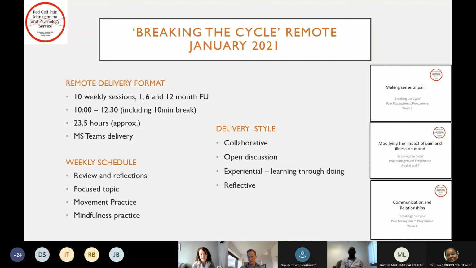We've tried very hard in remote delivery to maintain the experiential component of the programme, because we know that education alone isn't a very powerful producer of behavioural change. We need to do things differently in order to get behaviour change. So we really want to hold on to that. And we've really worked hard to retain the reflective element of the group. So people describing what they've been doing differently, what they've learned from their experience, how they might do something differently the next time, how they might improve on the changes that they're trying to make. So all of these elements are really important within a pain management programme.